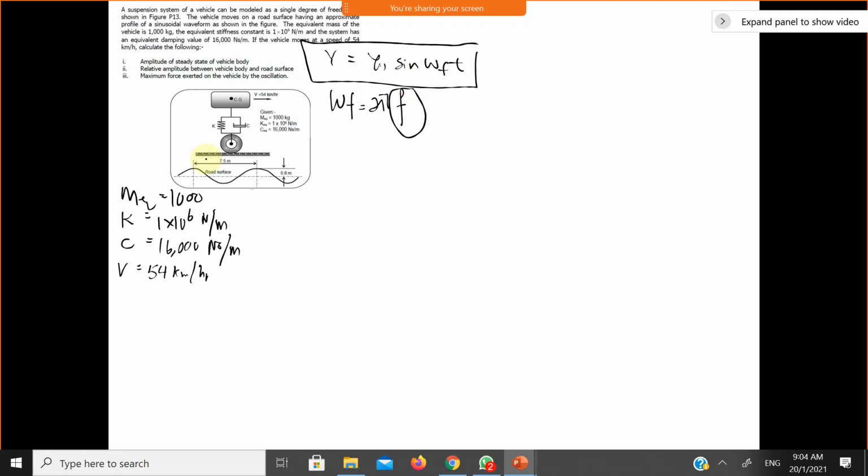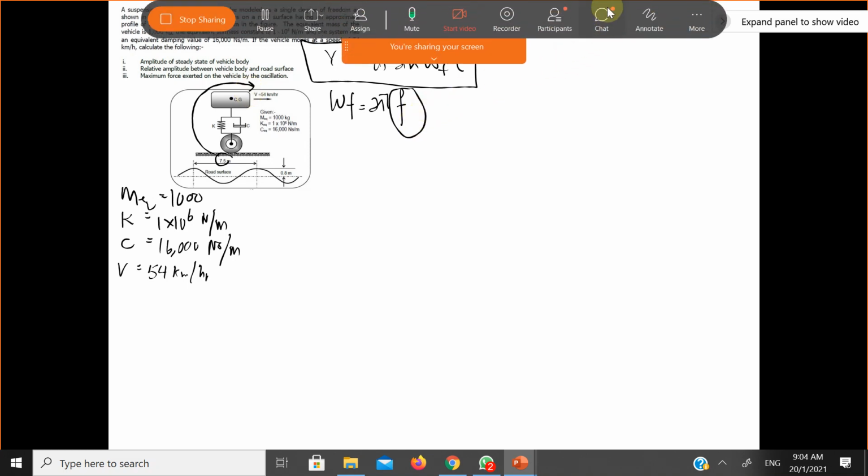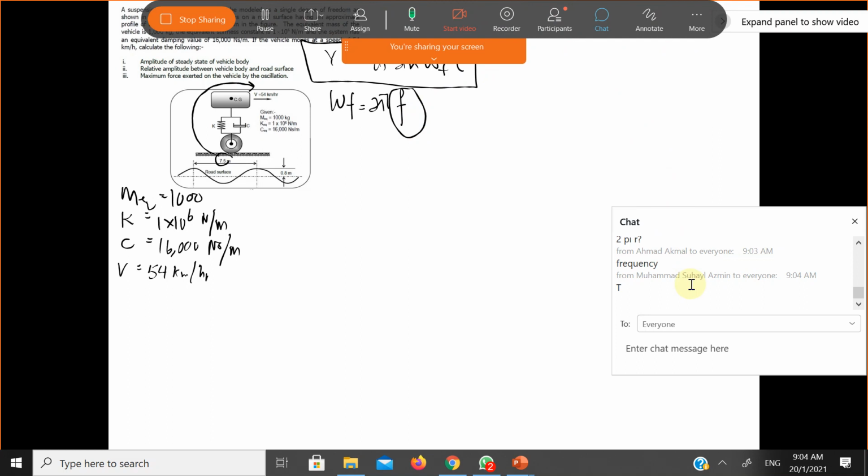Macam mana kita nak relatekan 7.5 ni dengan velocity? What is our equation? Yang ni basic equation. Dalam soalan, dalam exam mungkin dia tak akan bagi because this is very fundamental formula that you must know. What is our formula? How we can relate frequency and velocity? What is the meaning of 7.5 meter here? Cepat. Tak ada seorang pun boleh dapat formula.